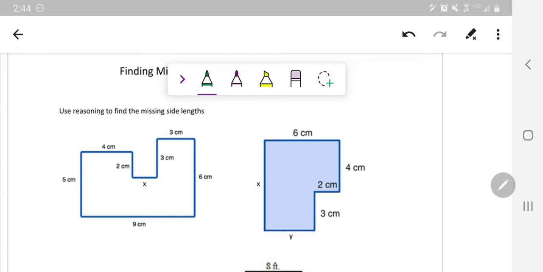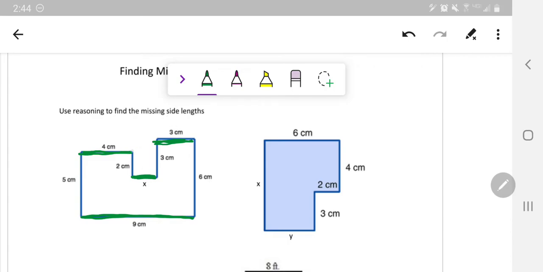All right, let's look at this first one. You see this line here that has an X on it? We're trying to find how long that line is. Now, to find the length of a horizontal line, you can only look at other horizontal lines to help you. All right, so you see this long horizontal line is 9 centimeters. And you notice that this line is 4 centimeters and this line is 3 centimeters. All right, now you're going to guess. What do you think this missing length is?